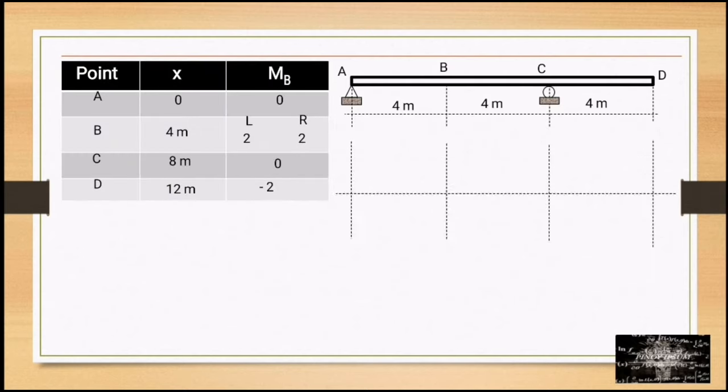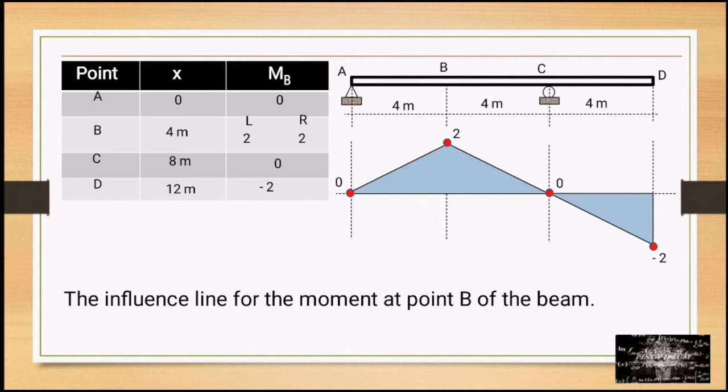So, influence line tayo. Sa point A, we have 0. Then, sa point B, so, parehas naman yung left and right. So, we have 2. Sa point C, 0. Then, sa point D, we have negative 2. So, kukonnect natin yan. Ito yung itsura niya. So, this is the influence line for the moment at point B of the beam.